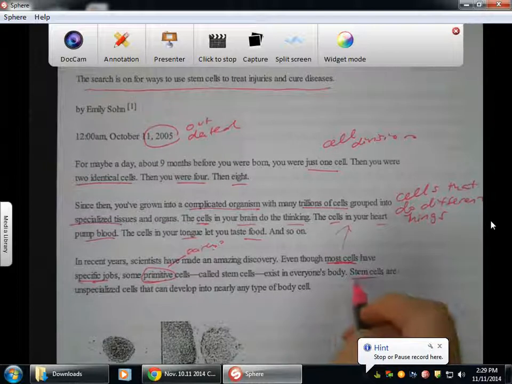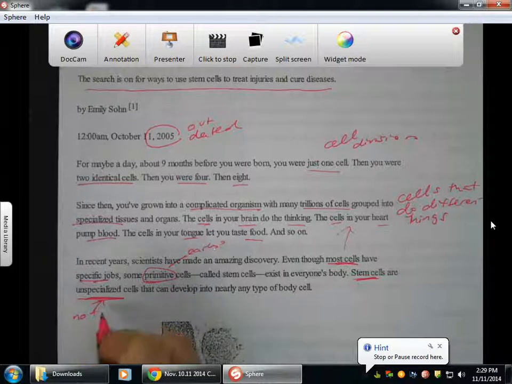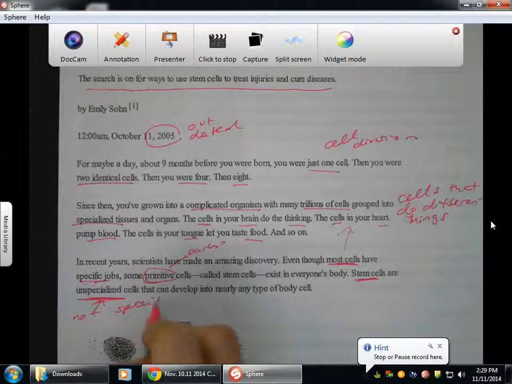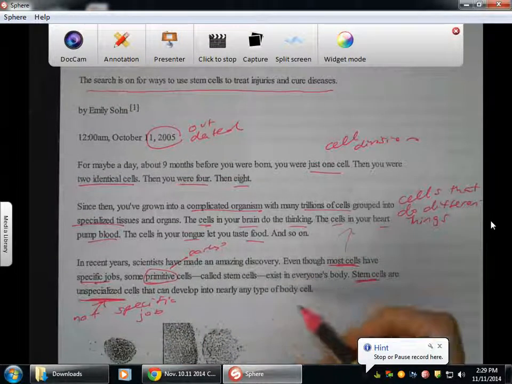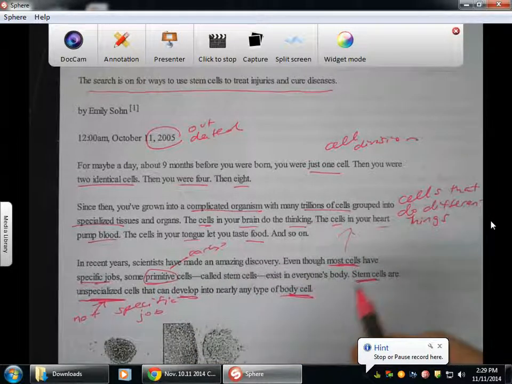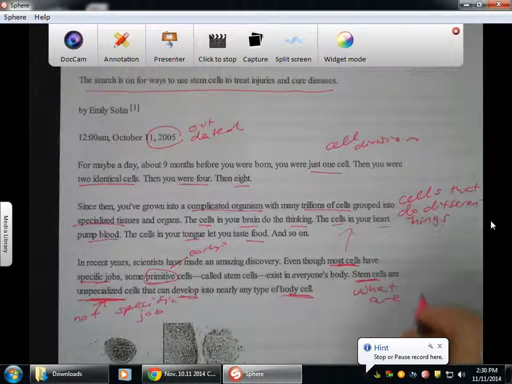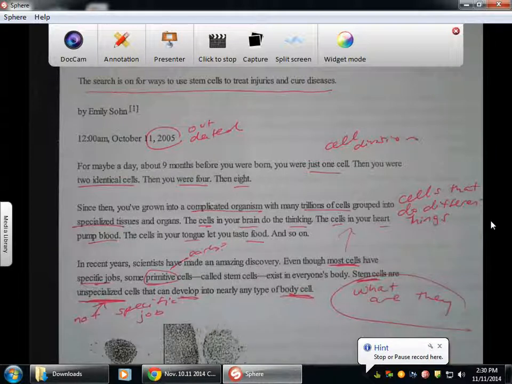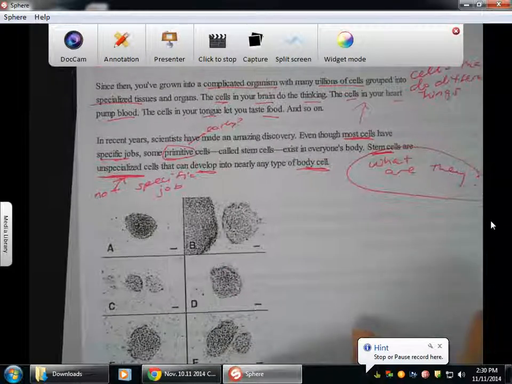So it looks like the stem cells, they're unspecialized. So they will not have a specific job. So they would be different from these guys. Okay, that can develop into nearly any type of body cell. So they can develop into any body cell. So maybe they can be like these. So this looks like this answers that question, what are they? So I'm going to come back here and think when I answer that. All right. So that picture again was how human embryonic stem cell colonies are grown. So this must be what stem cells look like.